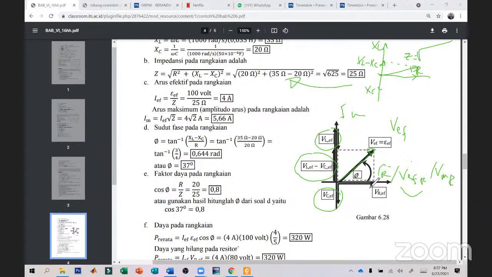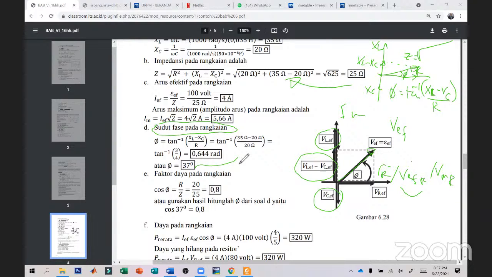Now the power factor, faktor daya. Sebelumnya ini sudut fase. Sudut fase kan bisa diperoleh dari sini. This one is phi. So phi is the arctangent of XL minus XC divided by R. So you have phi is 37.